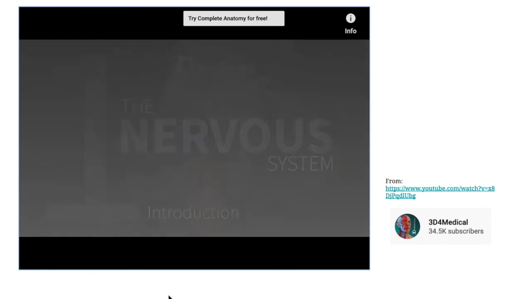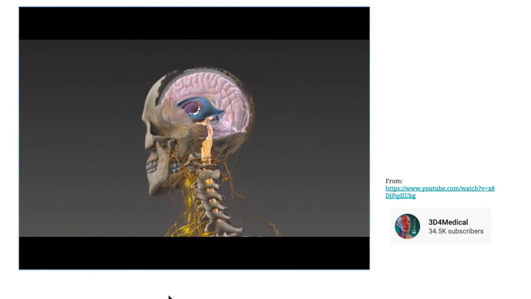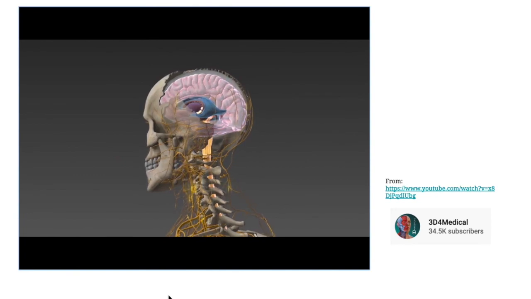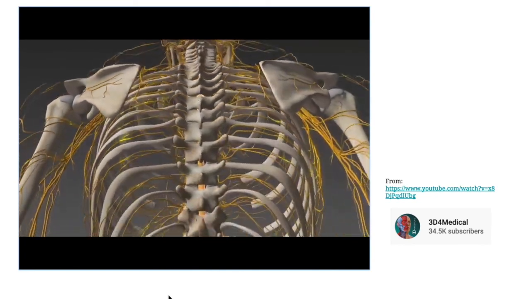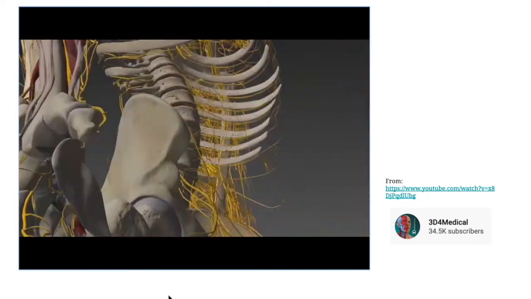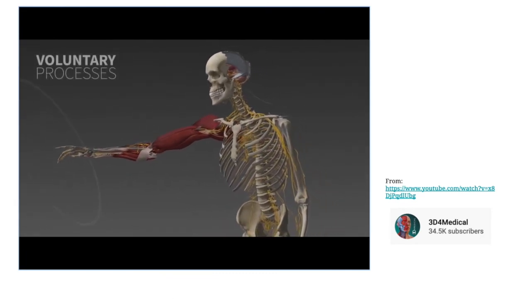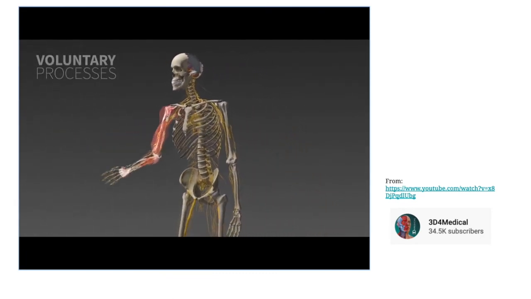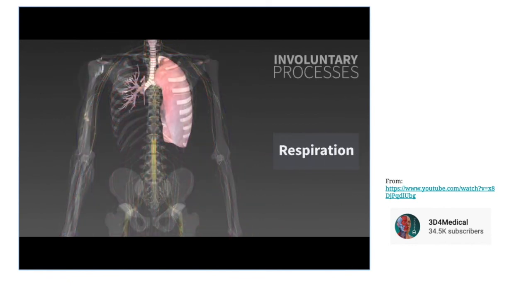The nervous system is the control center of the human body. It is highly sophisticated, enabling the body to perceive, interpret, and respond to changes in its environment, while also facilitating cognitive processes such as learning, memory, and language. The nervous system controls voluntary processes, including the action of skeletal muscles, and involuntary processes, including circulation, respiration, and digestion.